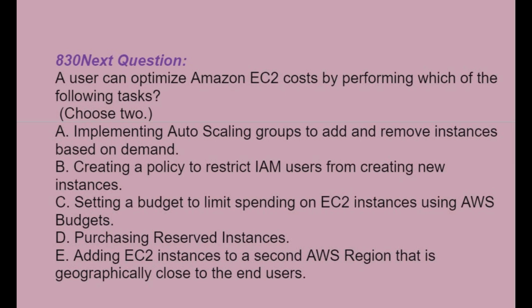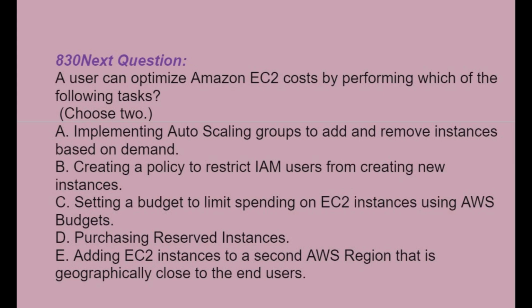Question is, a user can optimize Amazon EC2 costs by performing which of the following tasks? Choose two options. Option A, implementing auto-scaling groups to add and remove instances based on demand. Option B, creating a policy to restrict IAM users from creating new instances. Option C, setting a budget to limit spending on EC2 instances using AWS budgets. Option D, purchasing reserved instance.